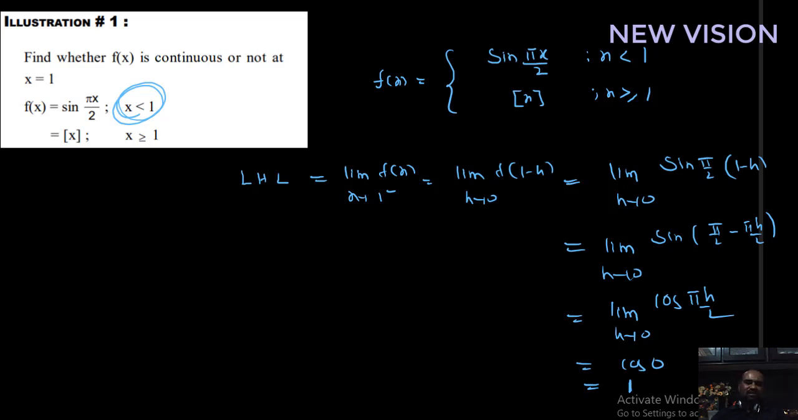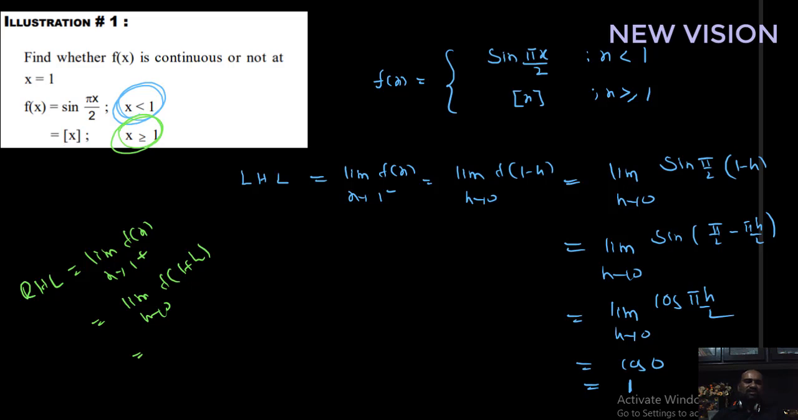Now I want to find RHL. I will find here only, students, listen. LHL I got, that is 1. Now I want to find RHL. RHL means limiting value of f of x, where x tends to 1 plus, should be found. So that is limiting value of f of 1 plus h, h is tending to 0. Now you want to identify the functional rule which is satisfied by f of 1 plus h. 1 plus means this one.